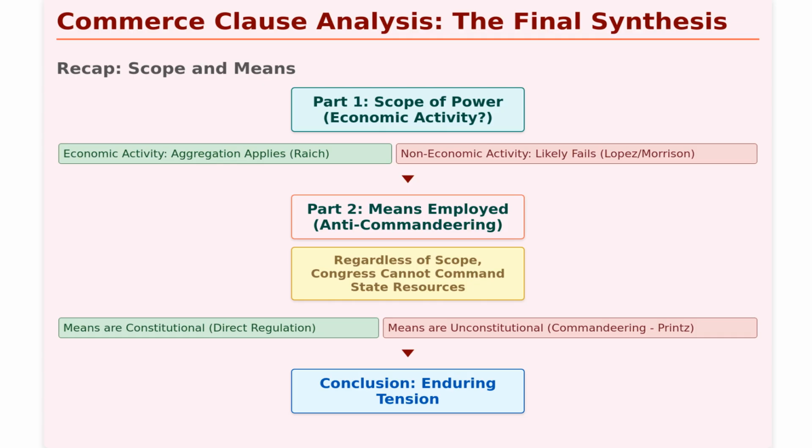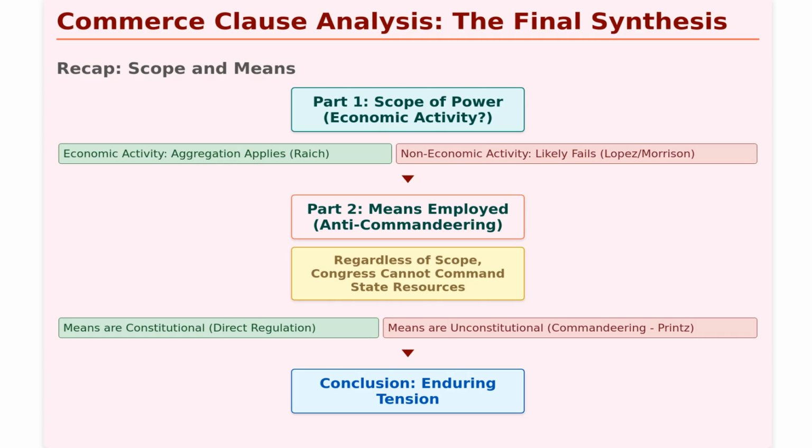Second, regardless of whether the activity is economic, you must check the means Congress employed. Does the statute attempt to commandeer state legislative or executive resources? If yes, the law is unconstitutional under the anti-commandeering doctrine, irrespective of the economic nature of the underlying activity.